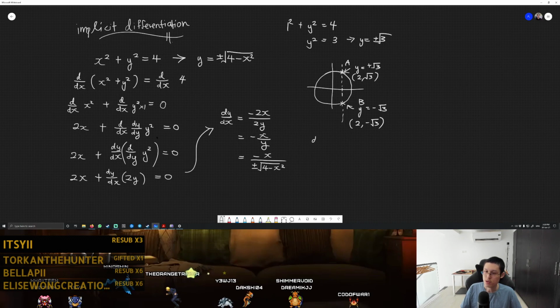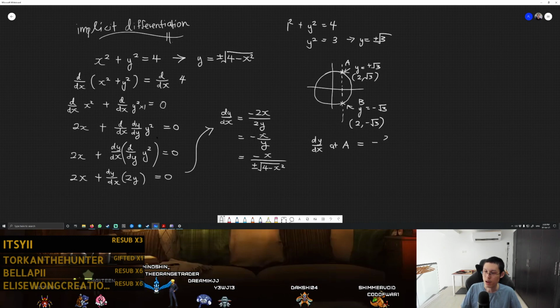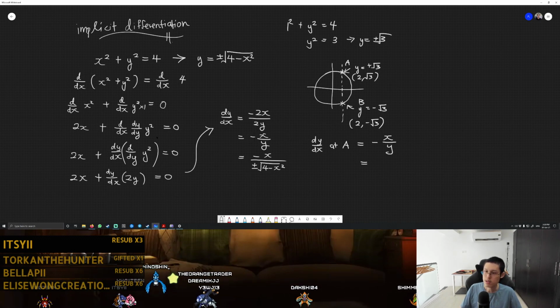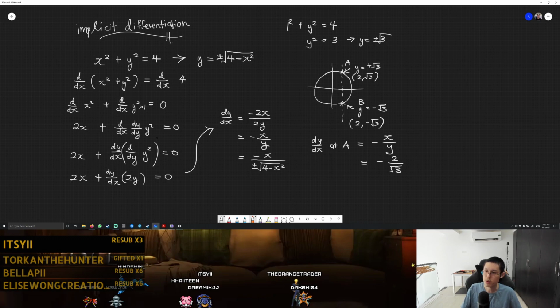So if I want to find the gradient at, let's say this is point A, this is point B. The gradient at A is going to be equal to negative x over y. X is 1, so negative 1 over root 3. So my gradient would be negative, which makes sense because if you were to draw the tangent, you would get a straight line with a negative gradient.